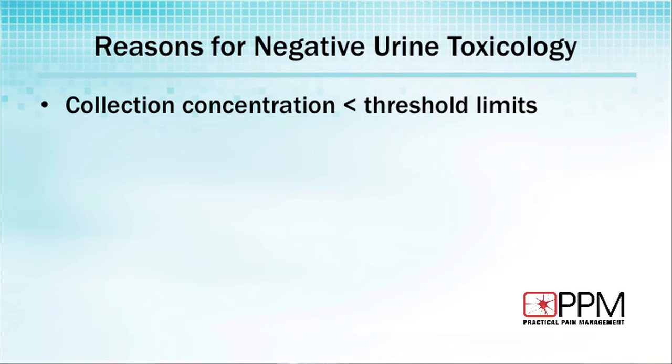What are the reasons for a negative urine toxicology? Well, the collection concentration was below the threshold limit. That's called the lower limit of detectability. The lab has a detectable level at which it will call positive and below which it will call negative. 300 nanograms per deciliter is positive, 299 is negative. That's why if you have an unexpected negative urine, you want to call the lab and get that information. Is it present or is it not?